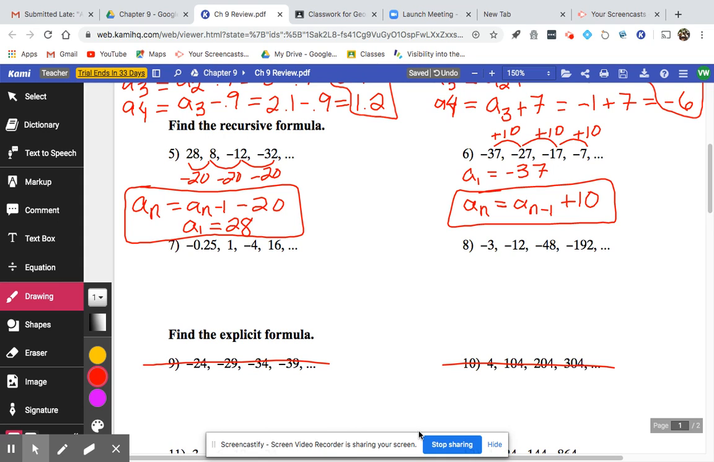Number 7 and number 8 are just a little bit different. Because here we're going to actually look for stuff to multiply.